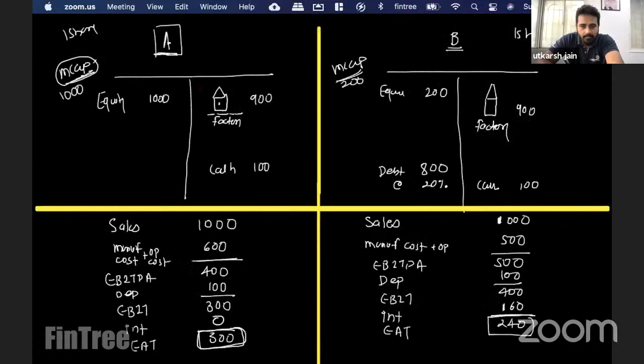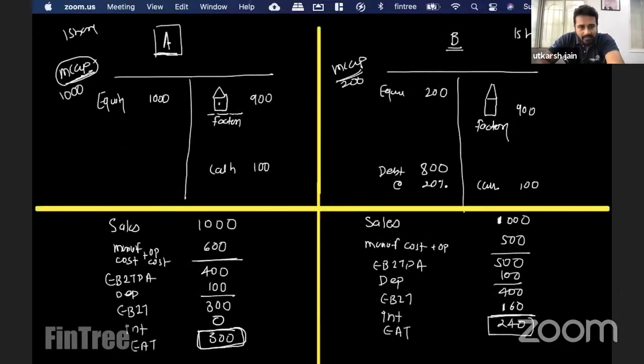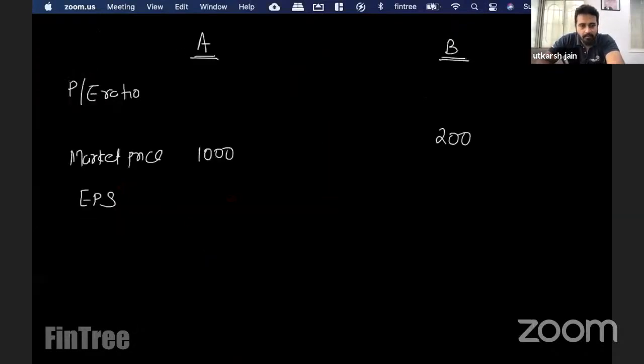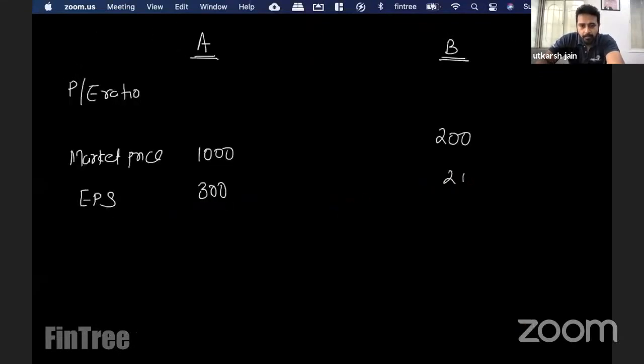Okay, market price of company A's share is going to be 1000. Market price of company B's share is going to be 200. Then the profit of company A, which is same as EPS, because now we have just one share, right? So profit of company A is 300, and profit of company B is 240.